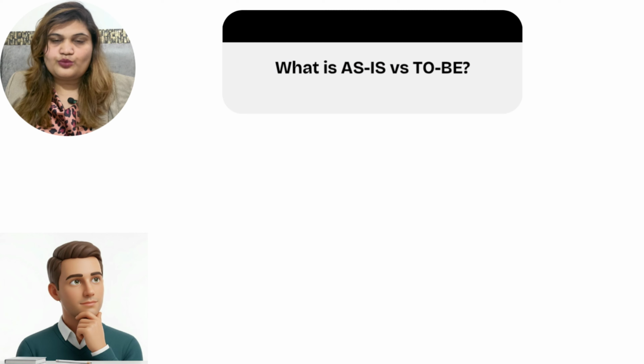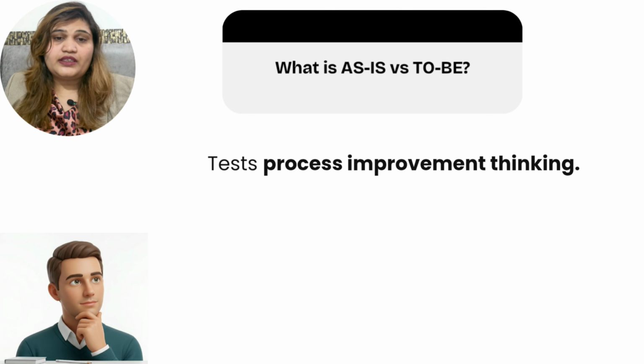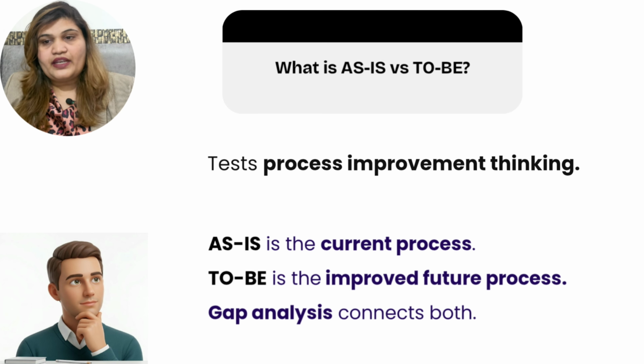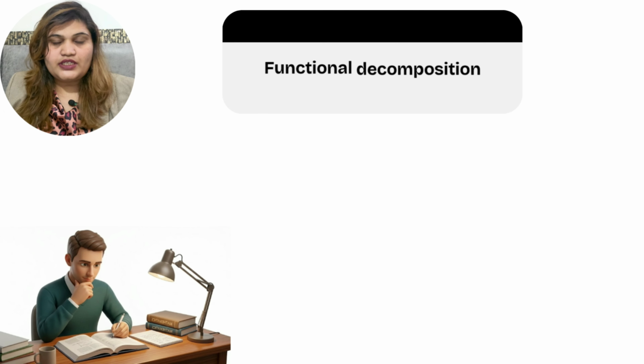What is as is versus to be? Test process improvement thinking. Here's the correct answer. As is the current process. To be is the improved future process. Gap analysis connects both.